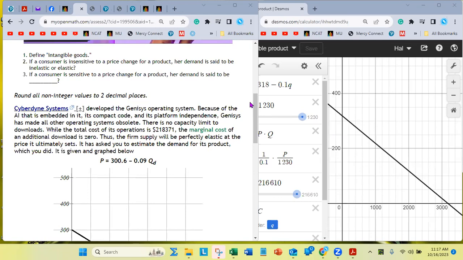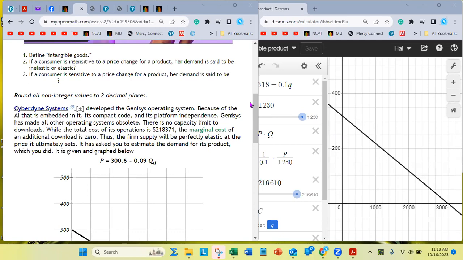And we'll assume that its total cost of operations is that number, right? The marginal cost of an additional download is zero. Again, that billionth download is no different than the 1,000,000,001st, right? In terms of cost to the company. Thus, the firm's supply curve will be perfectly elastic at the price it ultimately sets. And it has asked you to estimate the demand for its product, which you have done.